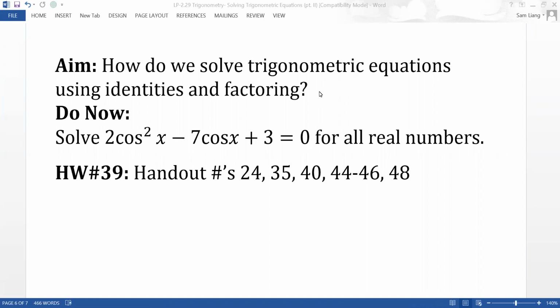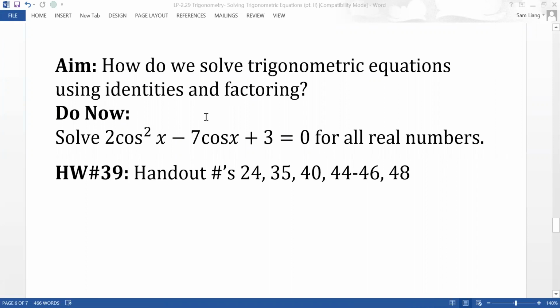Today is part 2 of our trig equations lesson. Today we're going to focus on, as you can see from the aim, how do we solve trig equations using identities and factoring. By identities, I mean Pythagorean identities, like sine squared plus cosine squared is 1, etc. And we're also going to work in a lot of factoring in today's problems.